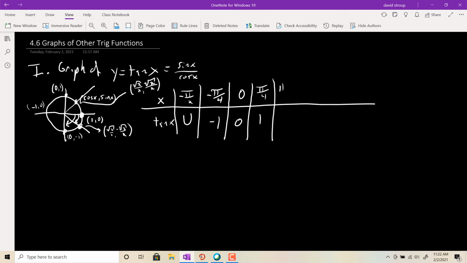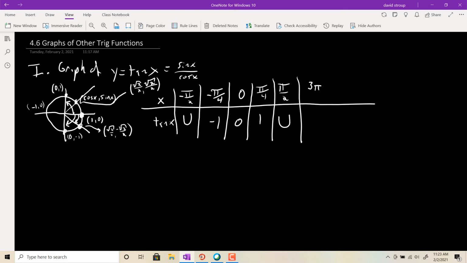And then moving to pi over 2, right here, you have 1 over 0. So again, it's undefined. So you have another asymptote. And that's kind of the characteristic of these tan graphs. You have asymptotes at odd multiples of pi over 2 in the end. Okay. Anyways, let's keep going a little bit.